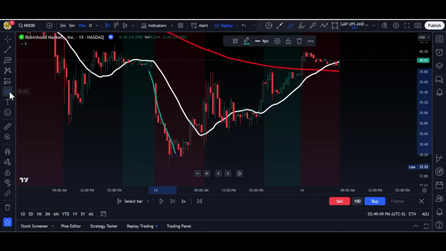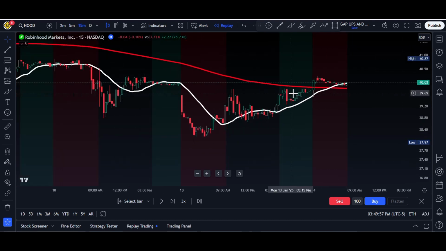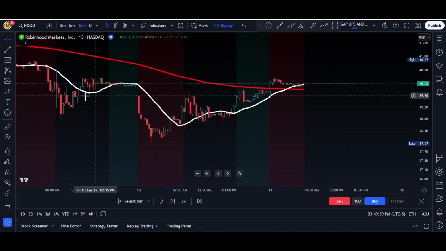I just wanted to show you guys this setup and give you a quick synopsis on the 20 MA and the 200 MA moving. So here we are with the white line representing my 20 moving average, and then I have the red line representing my 200 moving average.